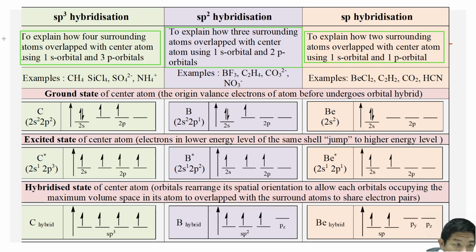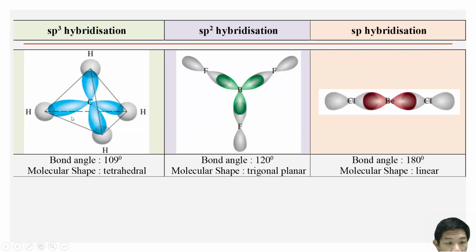Okay, so we also talked about the shapes and angles. sp3 is tetrahedral with the angle 109 degrees. sp2 has a molecular shape of trigonal planar with the bond angle 120 degrees, and sp has a molecular shape of linear with the bond angle 180 degrees.